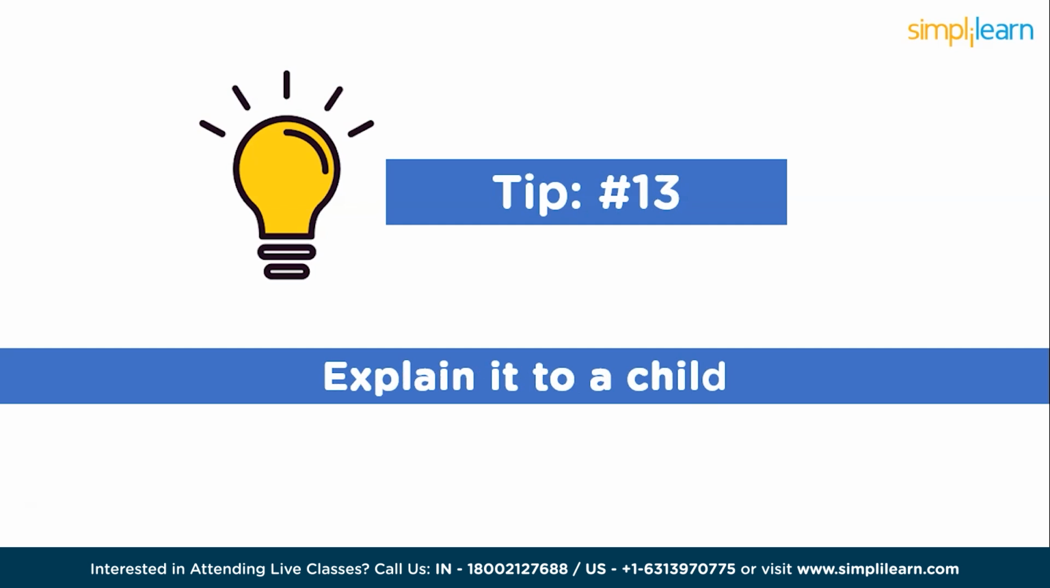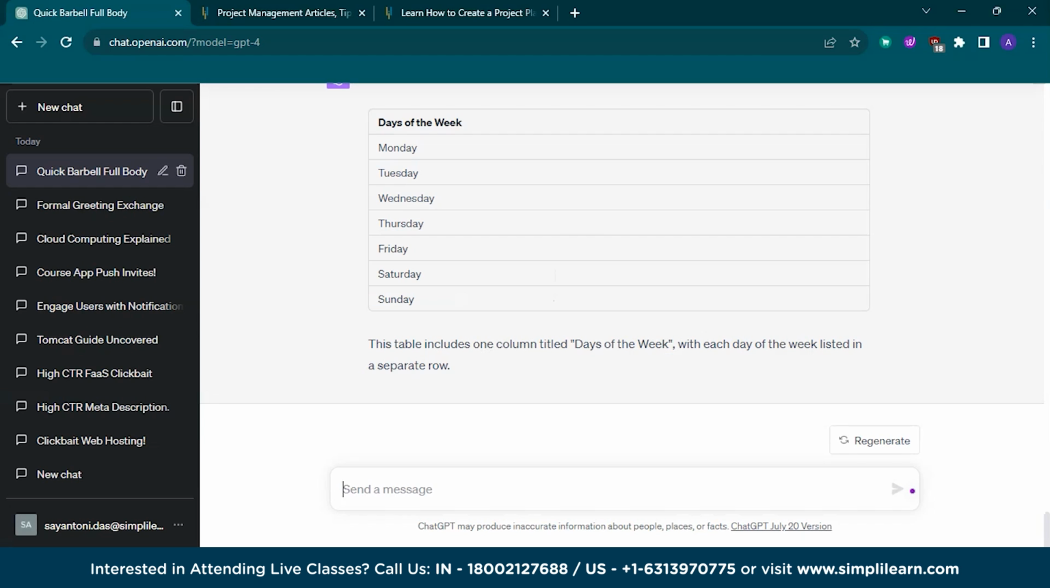And the next tip we have is explain it to a child. You can ask, can you explain how a rocket works to a 5-year-old? You can ask ChatGPT to explain complex concepts in simple terms. Just say explain it to a child followed by the concept. So for example, you can also ask, can you explain quantum physics to a child? We will just try this prompt, that is explain quantum physics to a child.